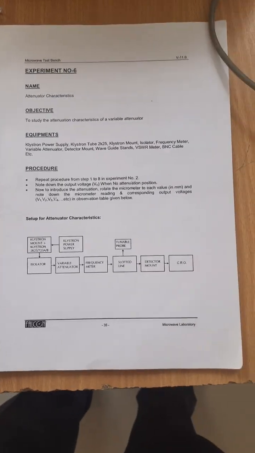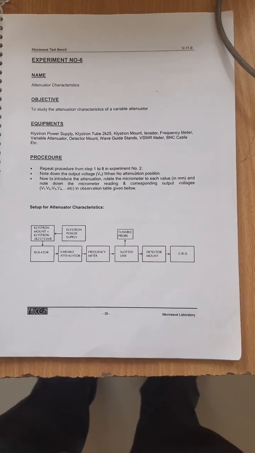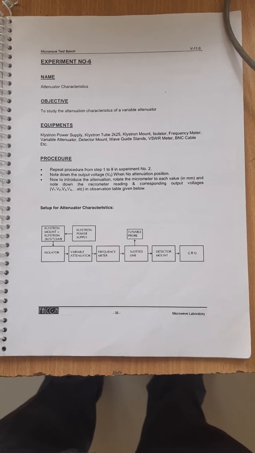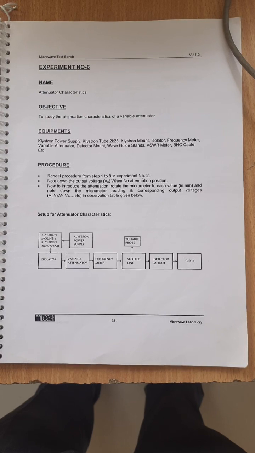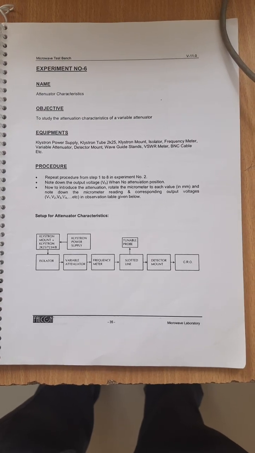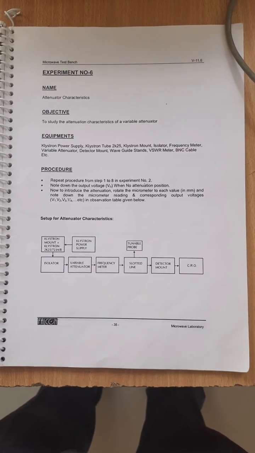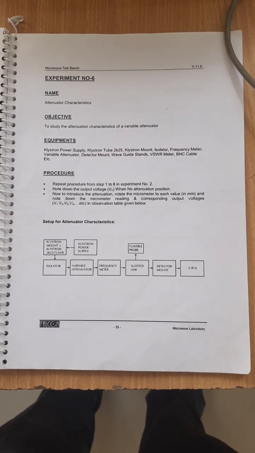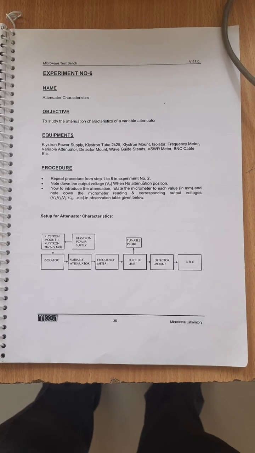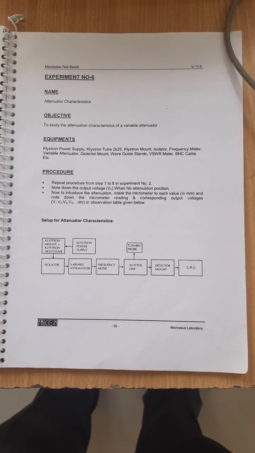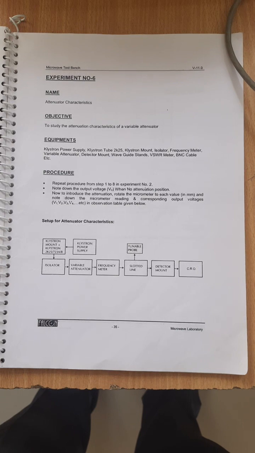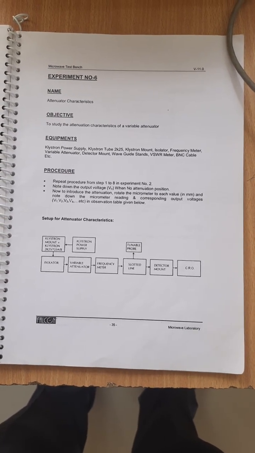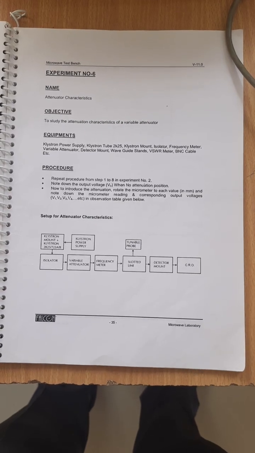Yes, good morning friends. Our today's experiment is to observe the attenuator characteristics with the help of microwave test bench. So to study the attenuation characteristics with the help of variable attenuator is our objective. Whatever equipment we needed: Klystron power supply, Klystron tube, Klystron mount, isolator, frequency meter, variable attenuator, detector mount, then waveguide stands, VSWR meter and BNC cable.